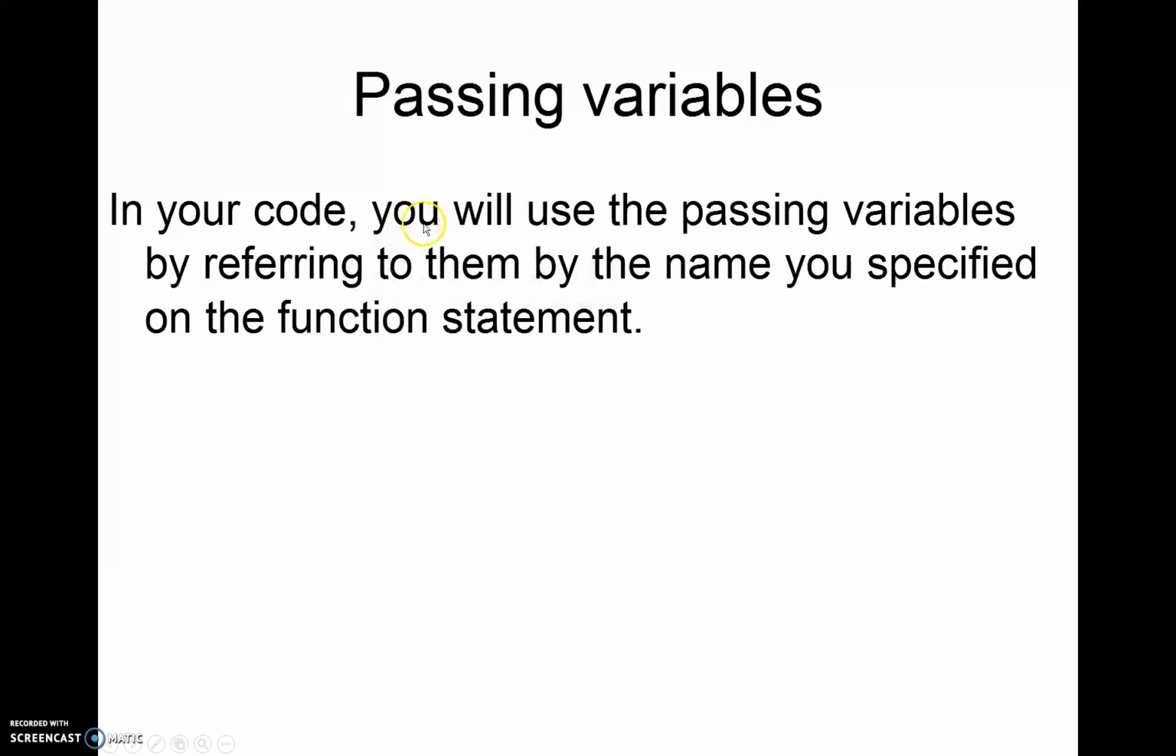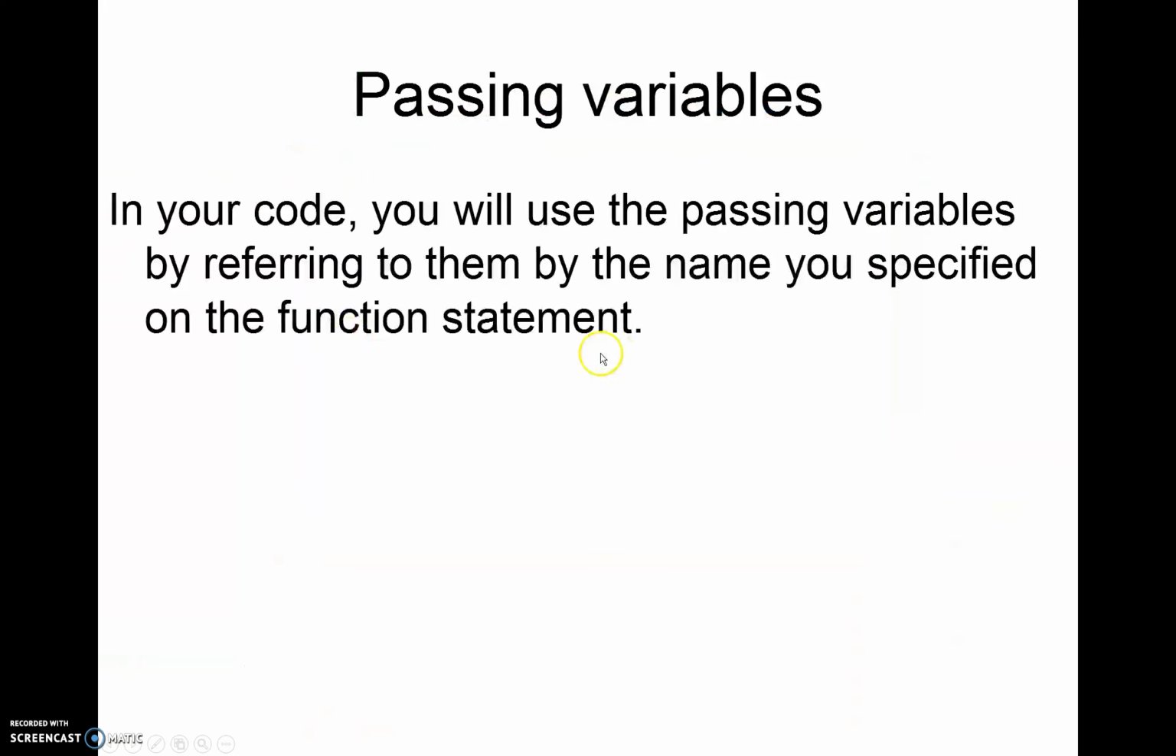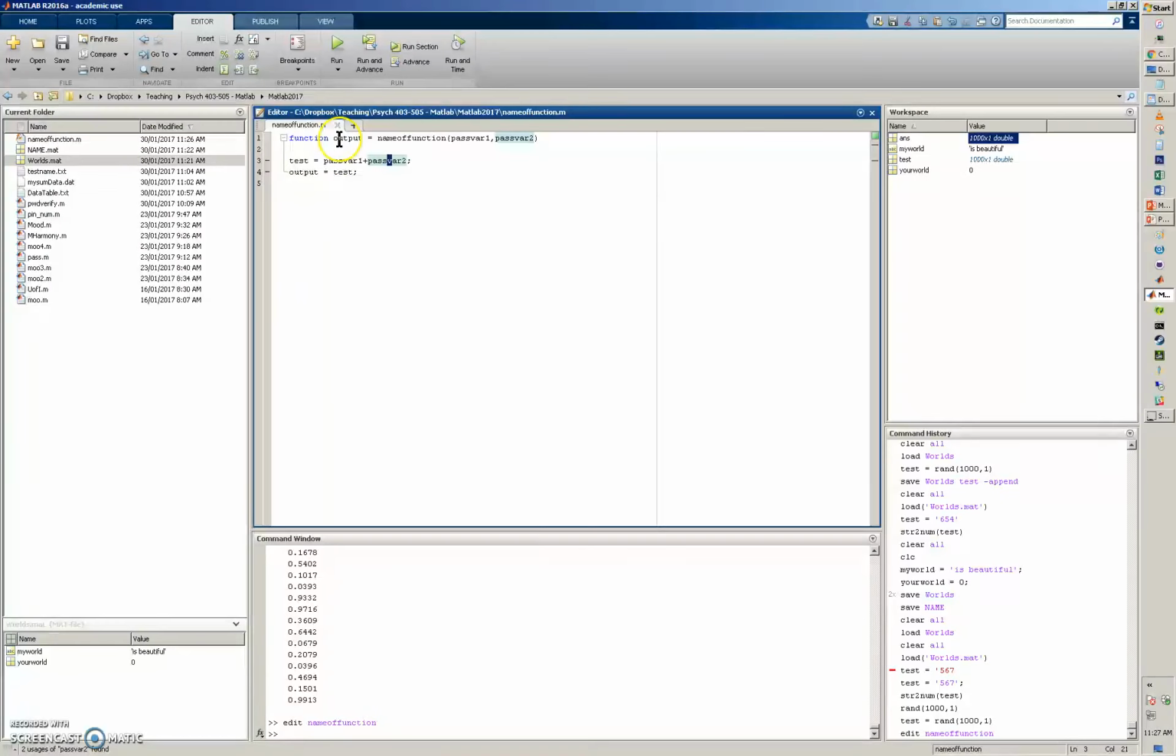In your code, as you'll see what I did here, you can refer to those pass variables and do math on them as you want, leading up to the output that you need. And it doesn't have to be output as a function. It could also be, say, to display output on the screen.